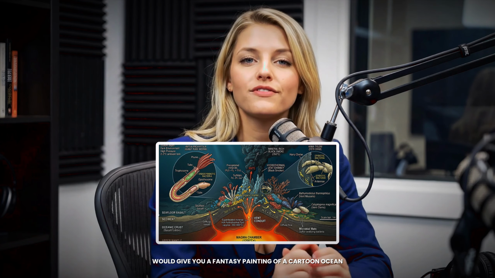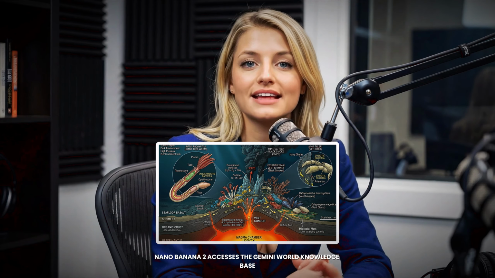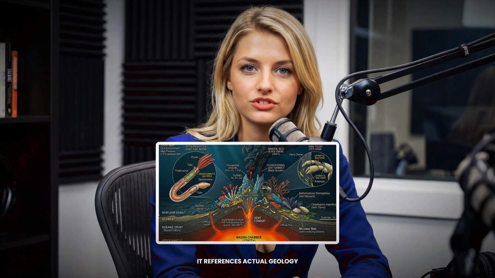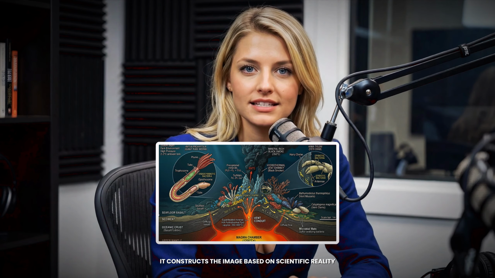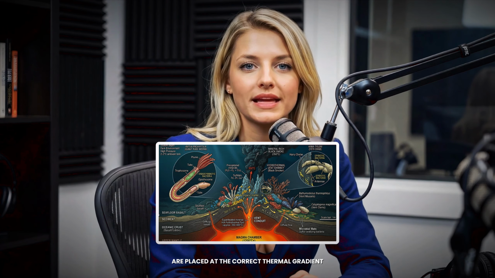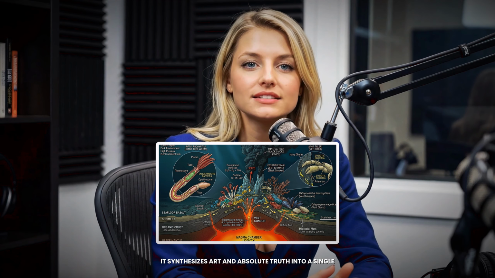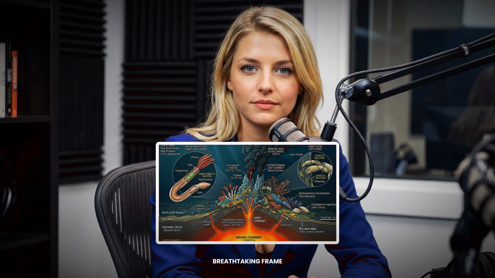Older models would give you a fantasy painting of a cartoon ocean. Nano Banana 2 accesses the Gemini world knowledge base. It references actual geology. It references actual marine biology. It constructs the image based on scientific reality, ensuring the tube worms are placed at the correct thermal gradient relative to the vent. It synthesizes art and absolute truth into a single, breathtaking frame.